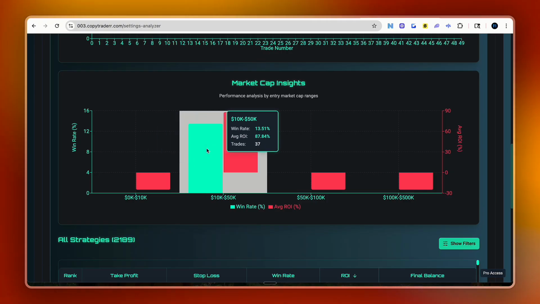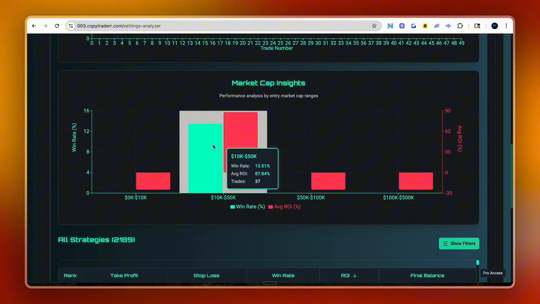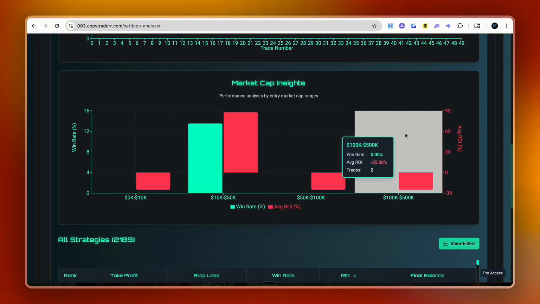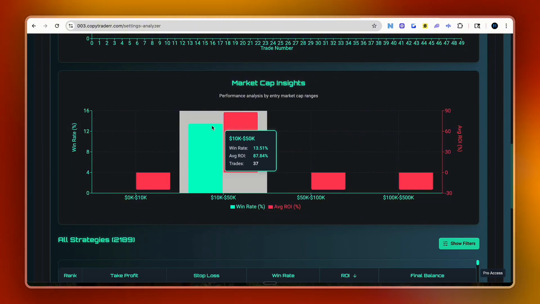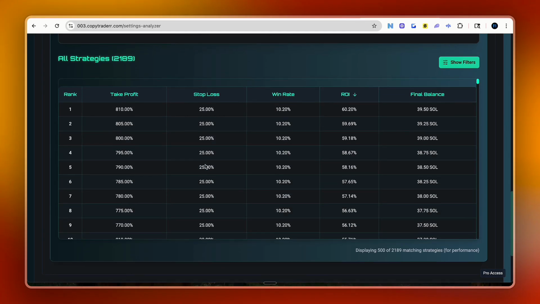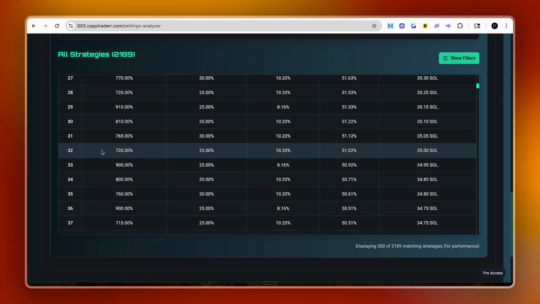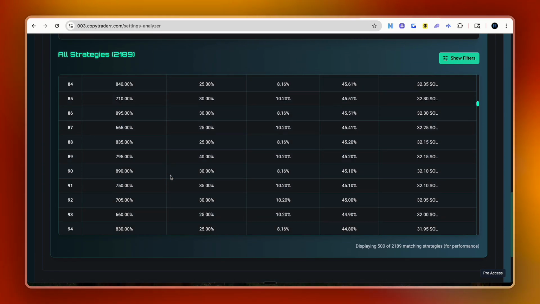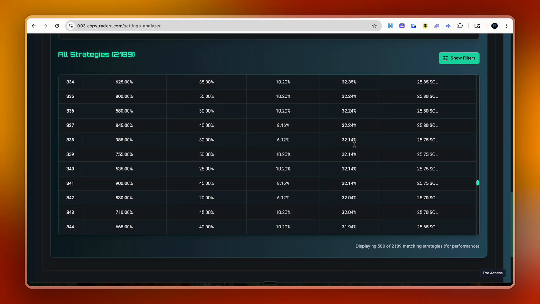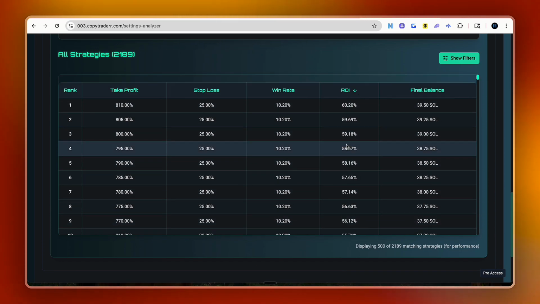And it was interesting with this guy, all of the tokens in which I won were tokens that he bought between 10 and 50k market cap. So I can actually set market cap restrictions to only buy tokens in this range. And then you've got every single possible combination of take profit and stop loss for this guy's trades and what the corresponding ROI would have been.